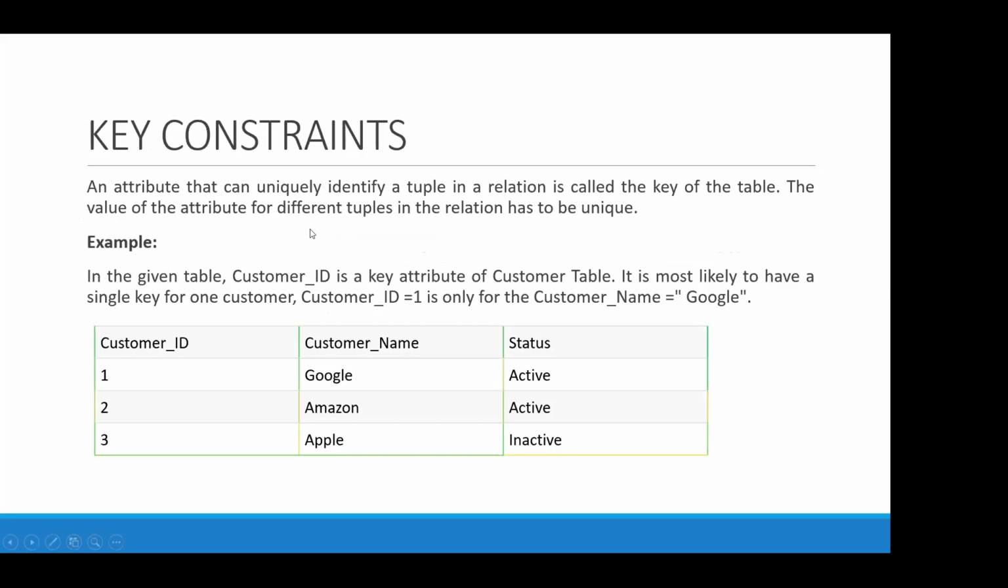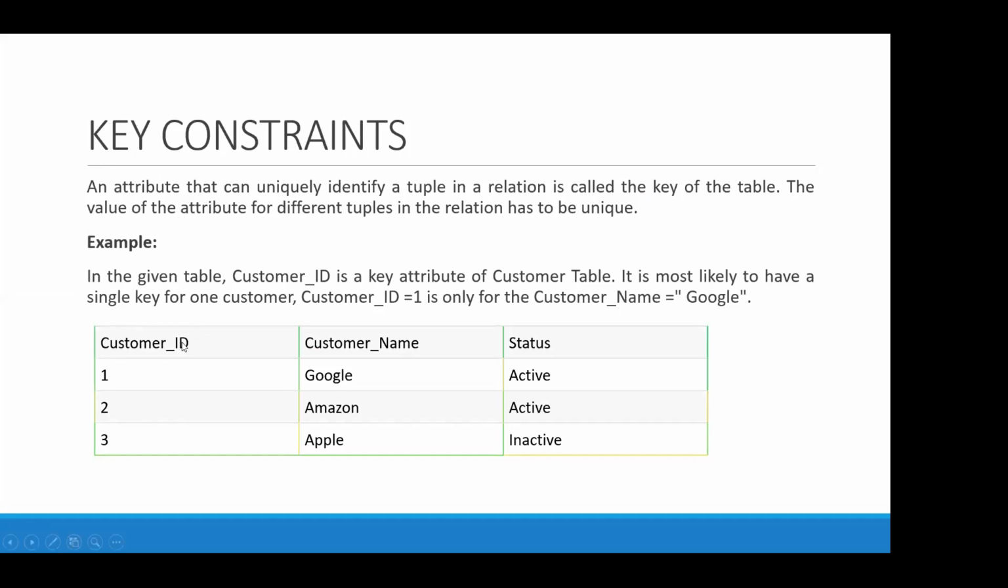Now see key constraints here. In the given table, customer ID is the key attribute of the customer table. It is most likely to have a single key for one customer, so it is unique for each and every customer. As a customer ID example, you can take the Aadhaar number, which is unique for each and every person. Similarly, the PAN number is unique for each and every person, so that item only we can choose. It shows the uniqueness of data. What is the use of this? It maintains the integrity of data and avoids the duplication of data. That is the use of key constraints.